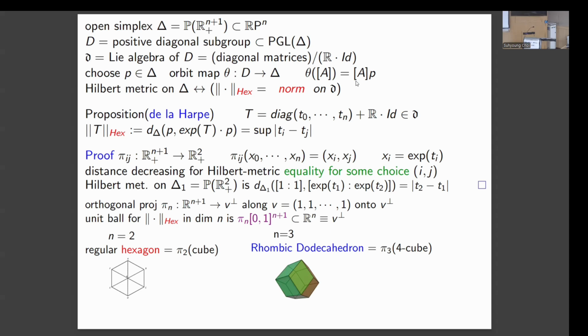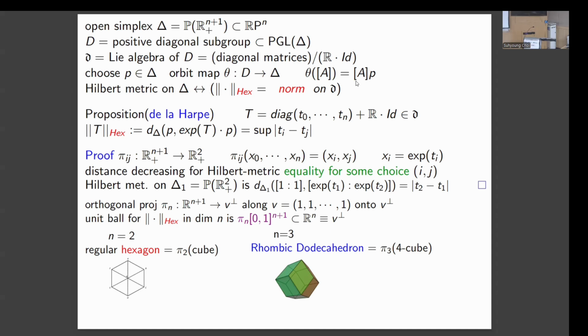What it is, is the supremum of the difference between the i and j coordinates of this. You can see that if I add on a multiple of the identity matrix, this formula doesn't change. And the proof is very simple, actually.